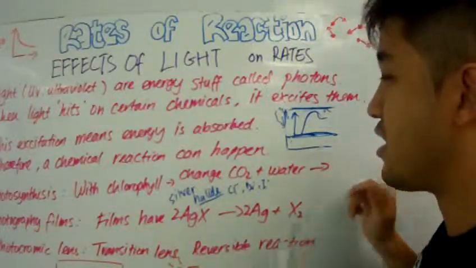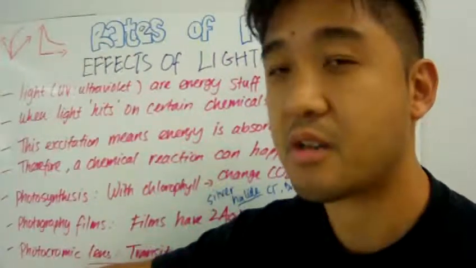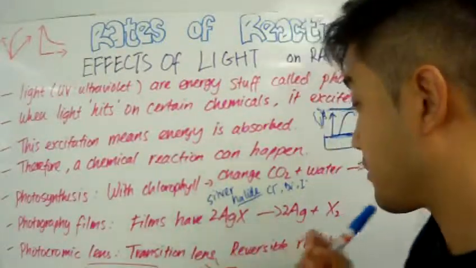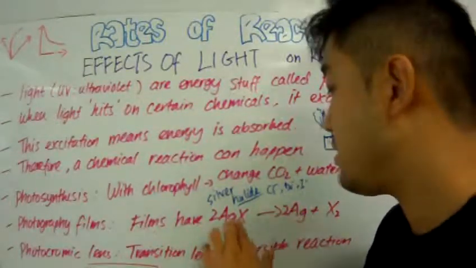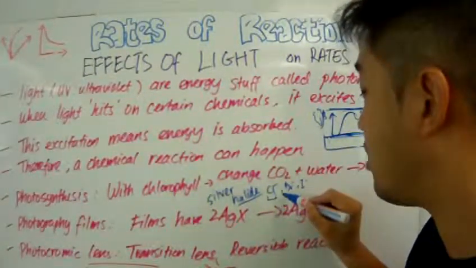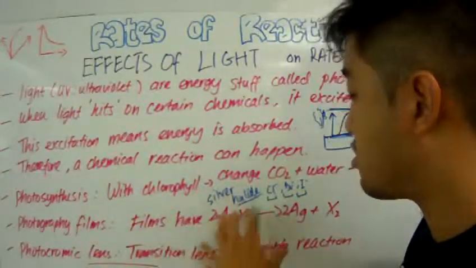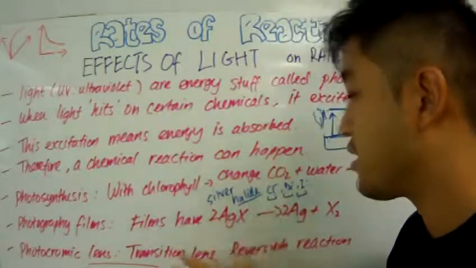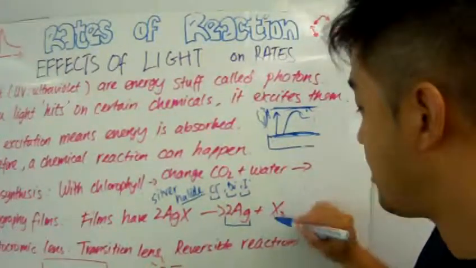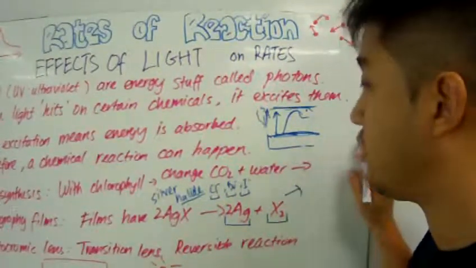Another example is an old-school one: photography films. On films, there are silver halide particles, and silver halide is simply silver salts with either chlorine, bromine, or iodine attached to it. For photography films, it's usually silver chloride. When light hits the silver salts, they change into silver and diatomic halogen particles, and in this sense you have developed your film.